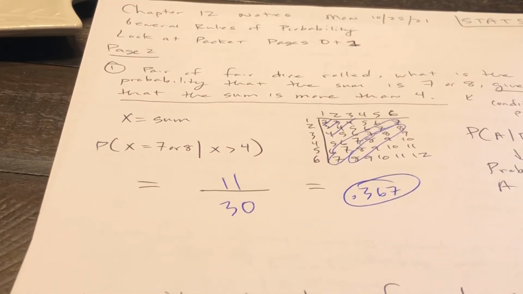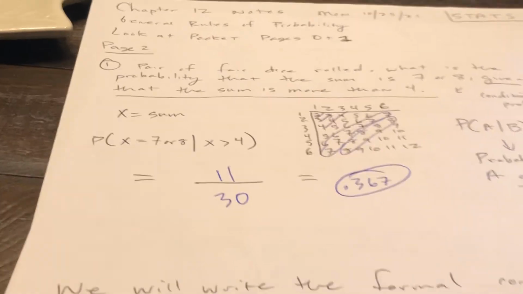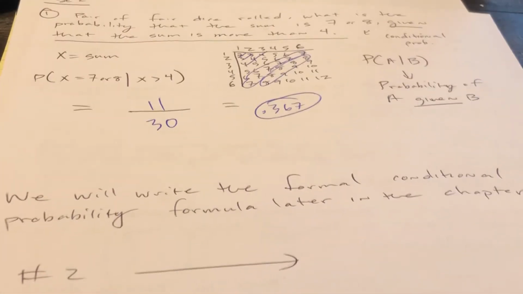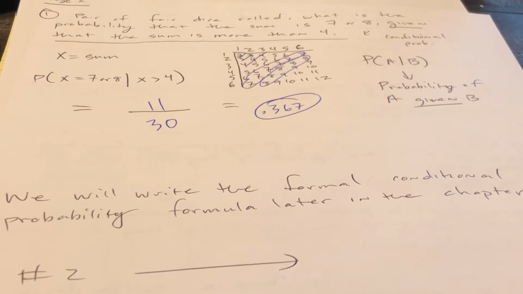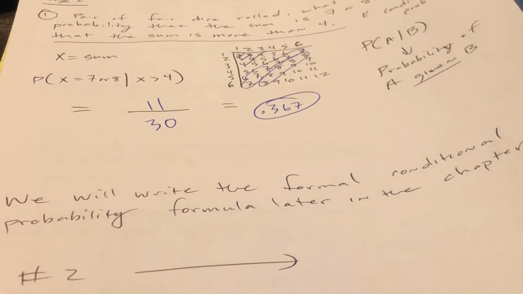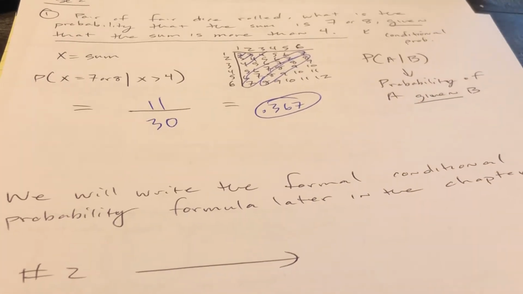So that is a good question, and we have run out of room. We are going to go to number 2 here with smoking and degrees. Again, we're going to write a more formal conditional probability formula later in the chapter. We're going to be on page 2. They are numbered at the bottom, though. Your first page doesn't have a number, so it's page 0.